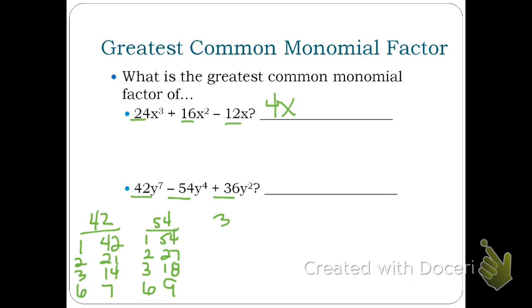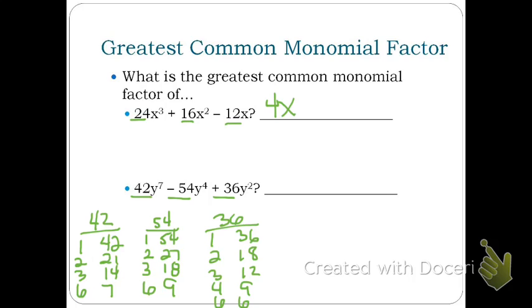Then we can go to 36. The factors of 36 are 1 and 36, 2 and 18, 3 and 12, 4 and 9, 5 doesn't work, but 6 does. 6 and 6, and there are no numbers between 6 and 6, so those are all the factors of 36. Now we need to look for the greatest common factor, so the number that's the biggest of all of them. Let me change my pen color here.